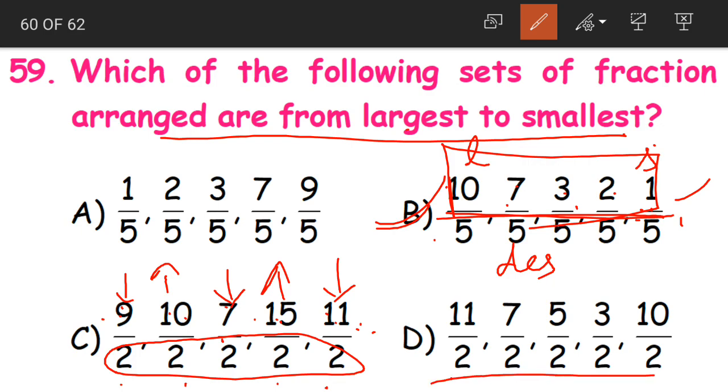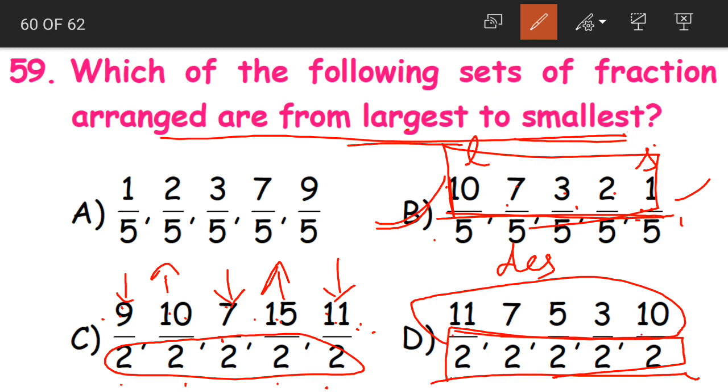It's the same with option D as well. The denominators are the same, but the numerators are not in a specific order. That is, they are not arranged from largest to smallest. So that is why option B becomes our correct answer.